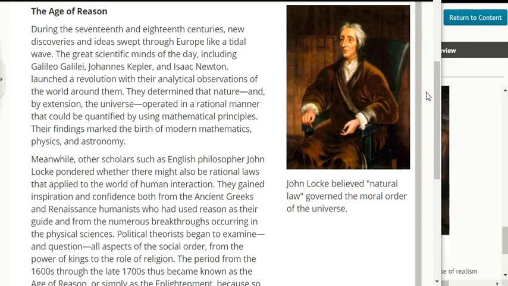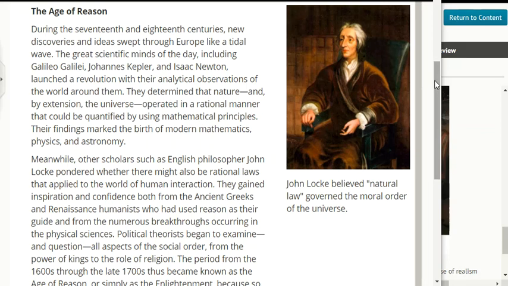During the 17th and 18th centuries, new discoveries and ideas swept through Europe like a tidal wave. The great scientific minds of the day, including Galileo Galilei, Johannes Kepler, and Isaac Newton, launched a revolution with their analytical observations of the world around them. They determined that nature, and by extension, the universe, operated in a rational manner that could be quantified by using mathematical principles. Their findings marked the birth of modern mathematics, physics, and astronomy.